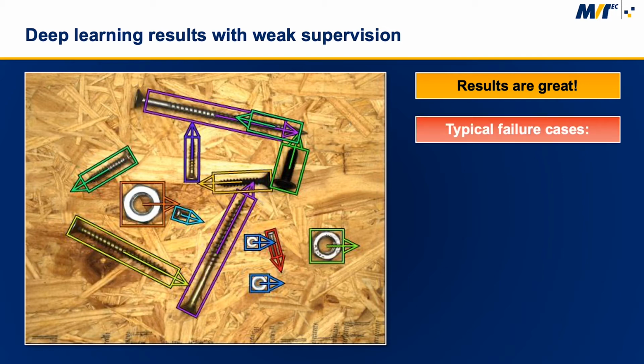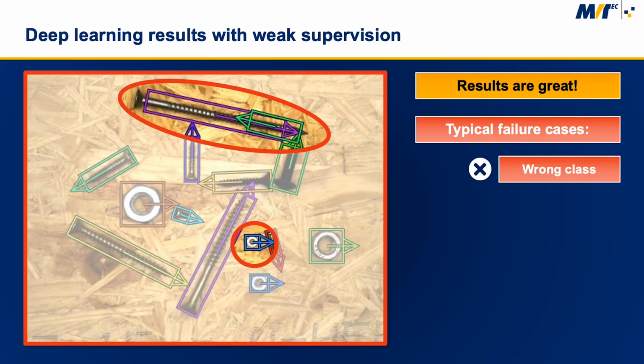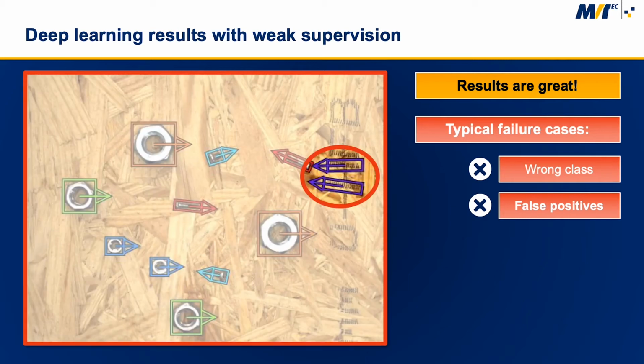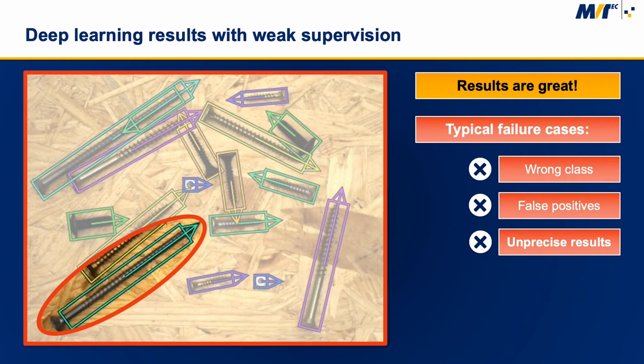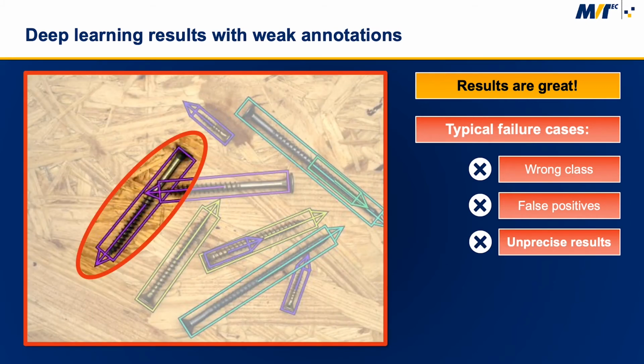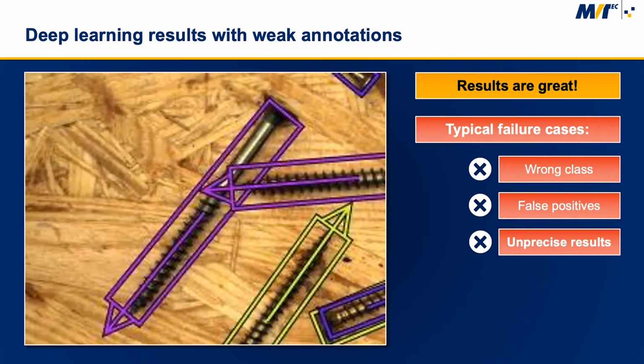But if we look more closely, we find some failure cases. For example, sometimes the class is wrong, or we have some false positives. Maybe along the thread of another screw, it finds duplicates, or we have false positives in the background. If we look more closely, we also find that sometimes the results are not quite precise. Here, for example, the box is too small, and in this other example, we have to look really carefully to see that the orientation is not exactly parallel to the thread of the screw.